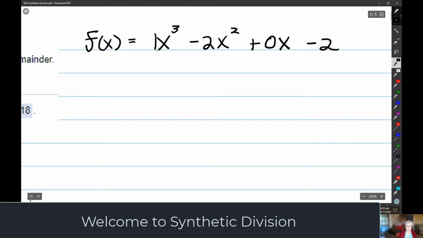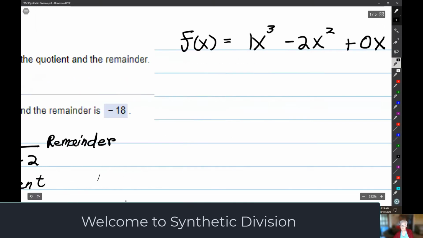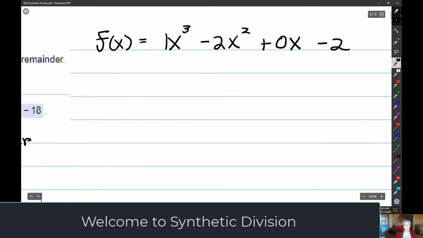Okay, and that's a 1. Let me make sure I copied it correctly. Minus 2x squared minus 2, yes. Okay, now 1, negative 2, 0, negative 2.